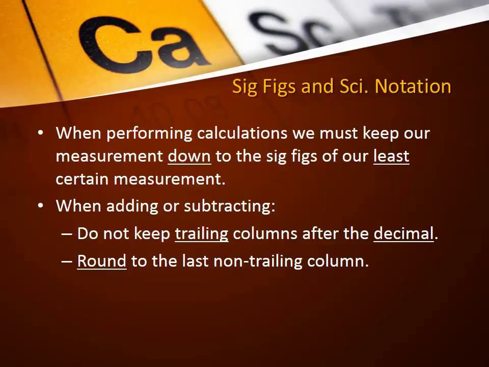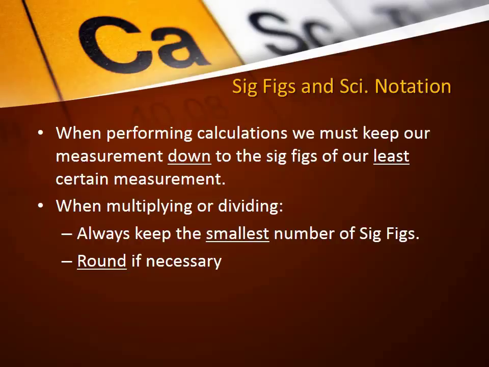When performing calculations, we need to keep our measurements down to the sig figs of our least certain measurement. When we're adding or subtracting, do not keep trailing columns that are after the decimal, and always round to the last non-trailing column. When multiplying or dividing, keep the smallest number of sig figs, always. Round if you have to.